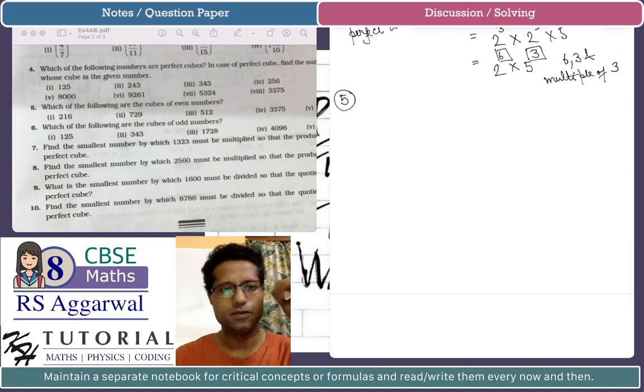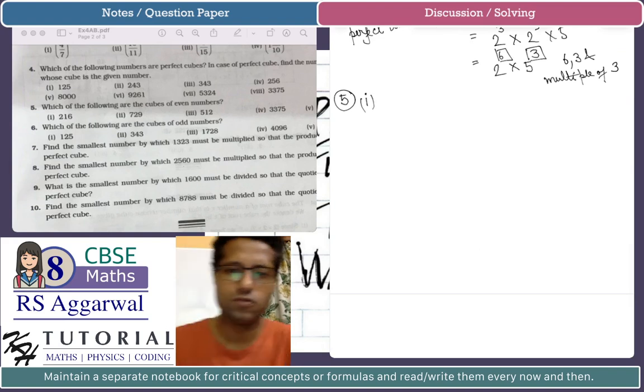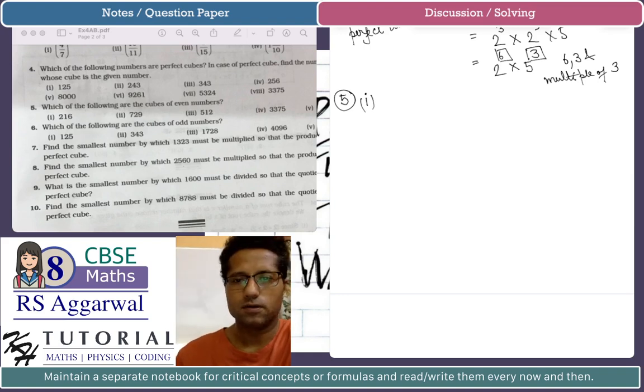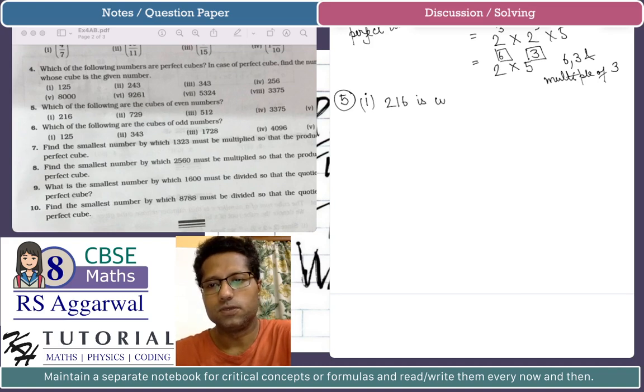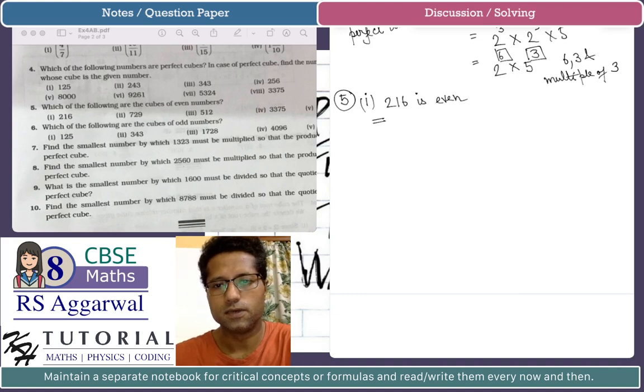Problem number 5, it's saying which of the following are the cubes of even numbers. Now we know that the cube of an even number is an even number and the cube of an odd number is an odd number. So the question is asking which of the following are the cubes of even numbers. So 216 is a cube. 216 is even. This implies 216 is cube of an even number.